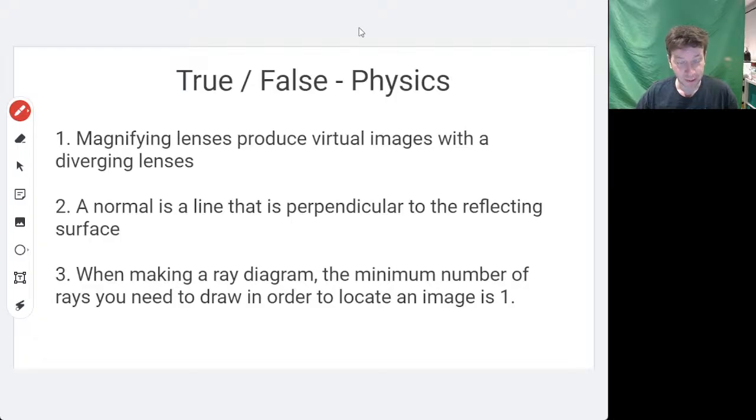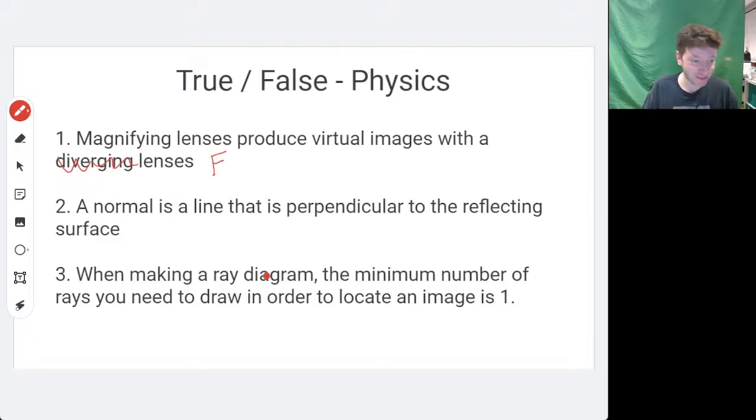Okay, let's try some true and false for physics. Question one. Magnifying lenses produce virtual images with a diverging lens. Okay, this one is very tricky. Magnifying lenses do produce a virtual image, and yes, all diverging lenses produce a virtual image, but a magnifying lens produces a virtual image with a converging lens, and it's done when the object is brought closer to the lens than its focus. Okay, so again, false.